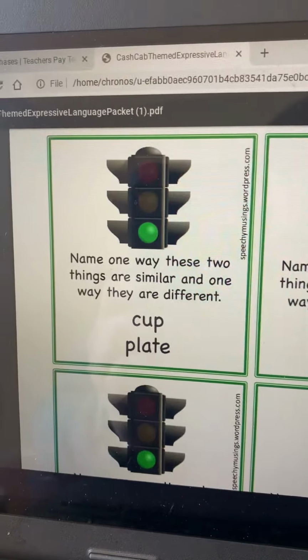Then we have the bathtub and the toilet. So how are they similar? They're both bathroom things, both bathroom appliances, things we use in the bathroom. A bathtub gets you clean and a toilet helps you relieve yourself, right? Gets rid of the stuff you don't need.